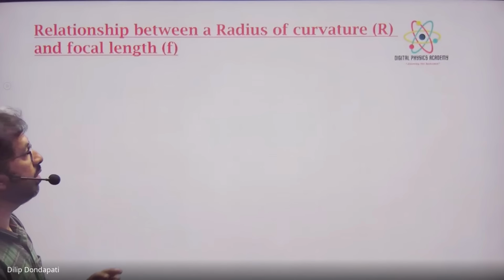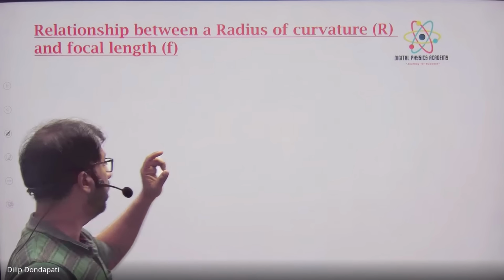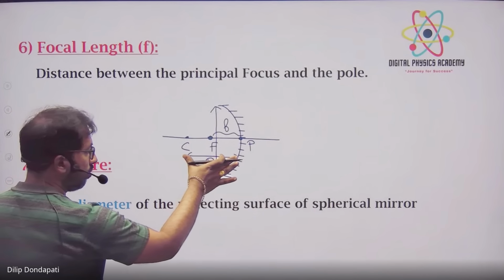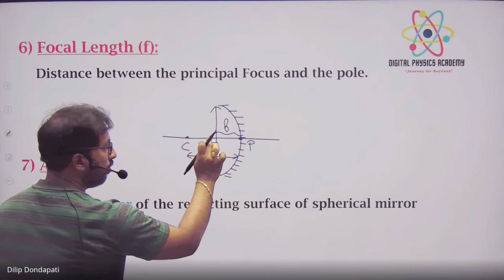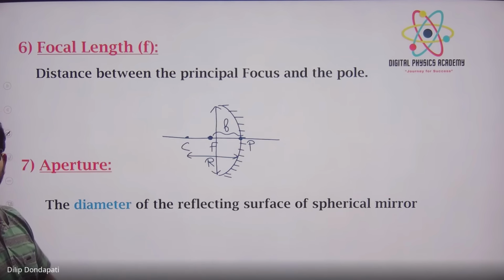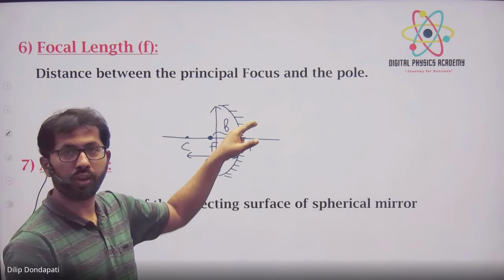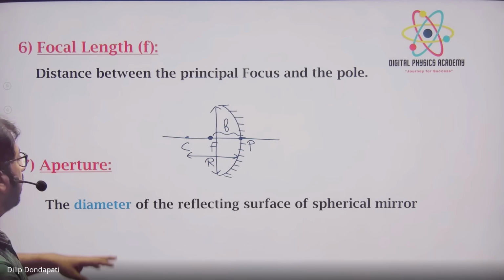We have a relation between radius of curvature and focal length. This is an easy one. Can you tell me the relationship between radius of curvature and focal length? Look, radius is from the center to the pole, and focal length is the distance between the focus and the pole, and this focus acts like a midpoint. So what is the relation between radius and focal length? R equal to 2F. Very good. R equal to 2F.